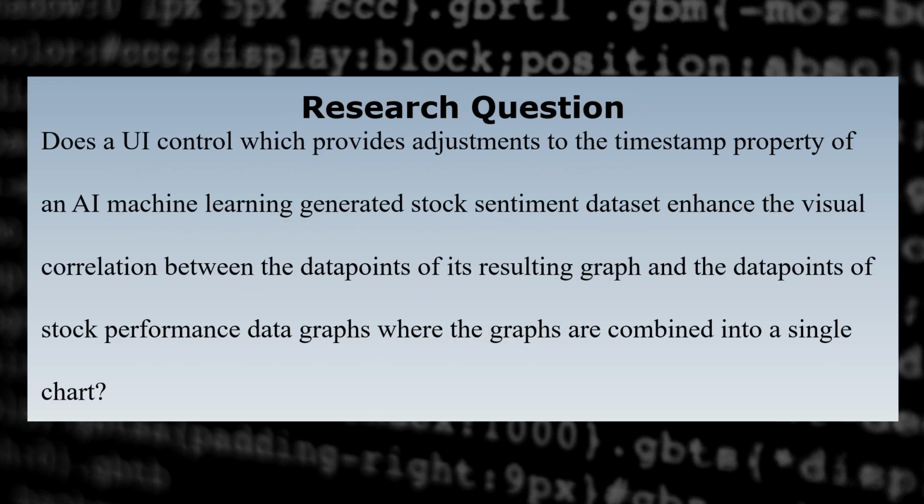The research question is as follows. Does a UI control which provides adjustments to the timestamp property of an AI machine learning generated stock sentiment data set enhance the visual correlation between the data points of its resulting graph and the data points of stock performance data graphs, where the graphs are combined into a single chart?